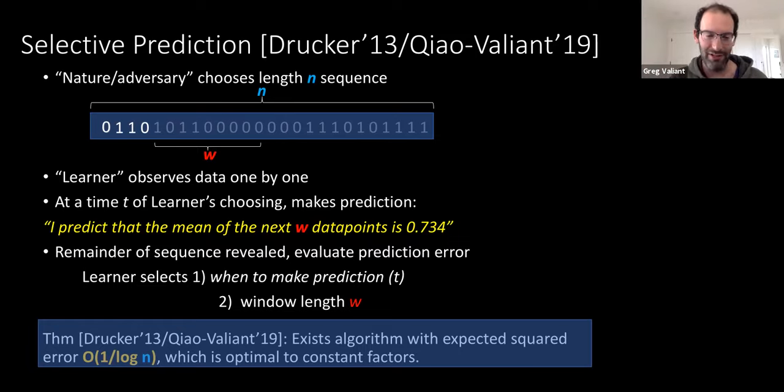And it's a bit counterintuitive, if the learner isn't allowed to select when to make the prediction, or if it's allowed to select when to make the prediction but can't change the window length, then you can't hope to do better than a constant error.